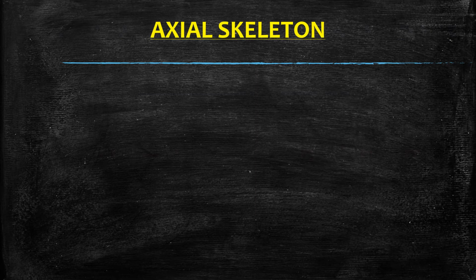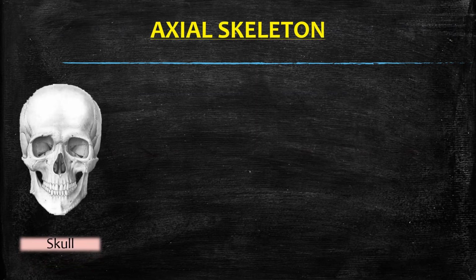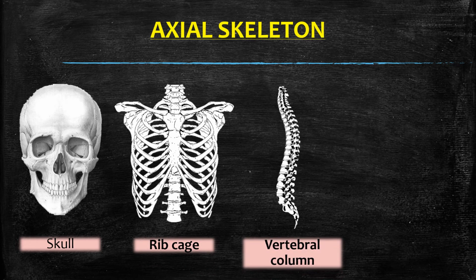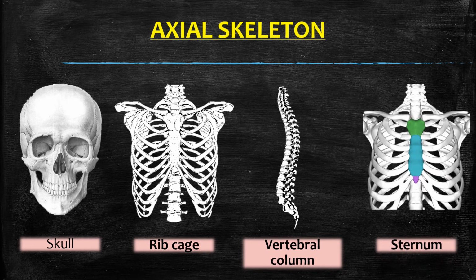Axial skeleton. See, look at this picture. This is skull. This is example of axial skeleton. Next is rib cage, vertebral column or backbone. This is sternum. Look at that colored part in between rib cage, that is sternum. And all these four types of bones are included in axial skeleton.